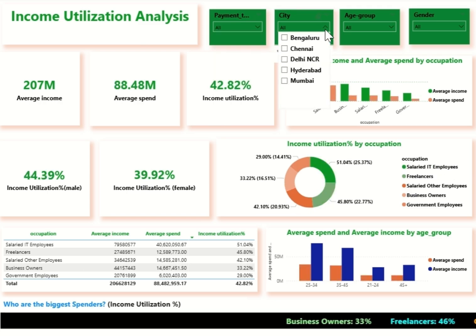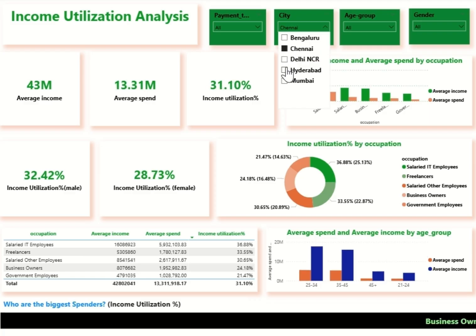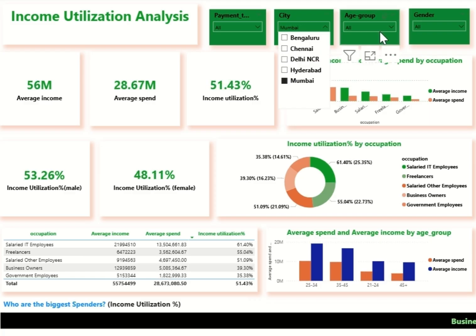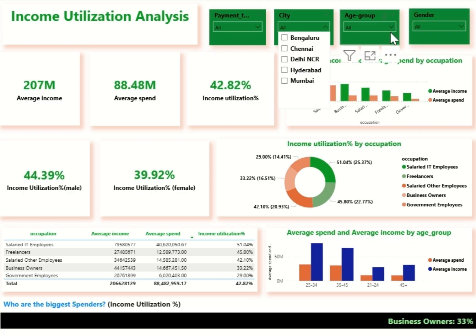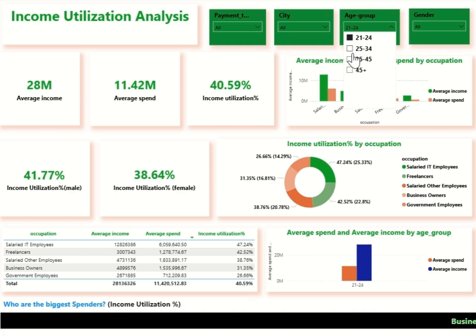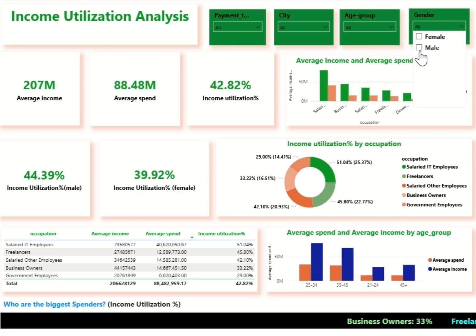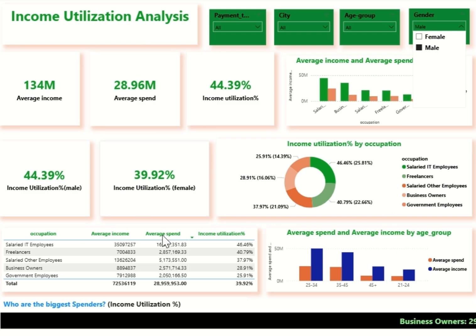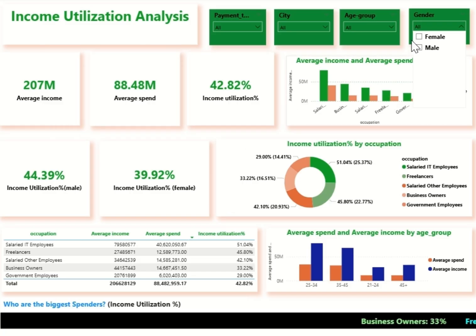And then here we also have a filter for city. So you can select Bengaluru, Chennai, Mumbai, and so on. And then here we have the filter for age group. So we have the age group 21 to 24, 25 up to 45 and above. And then we have the gender filter, female and male, so we can understand the performance of each and every gender.